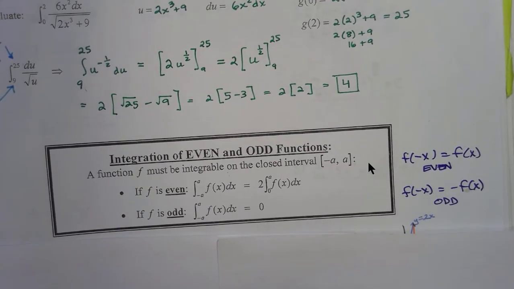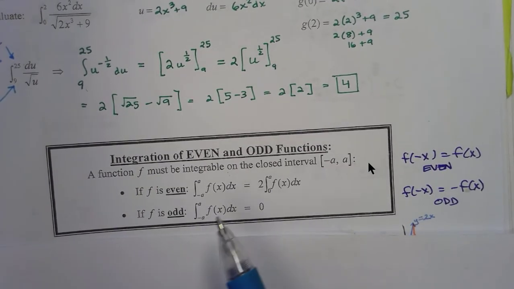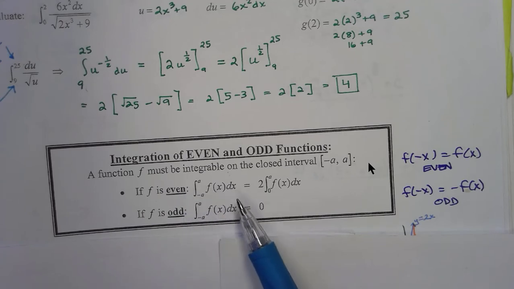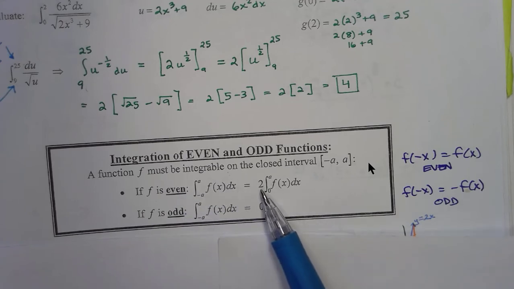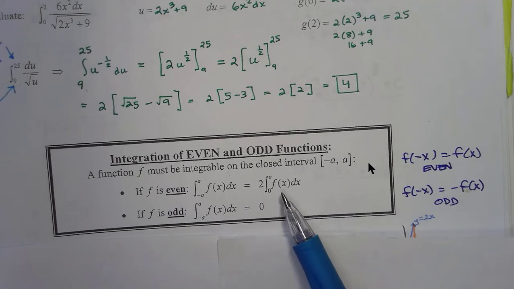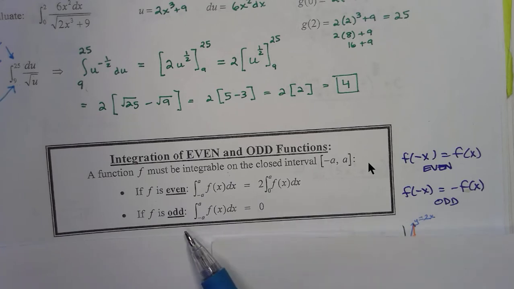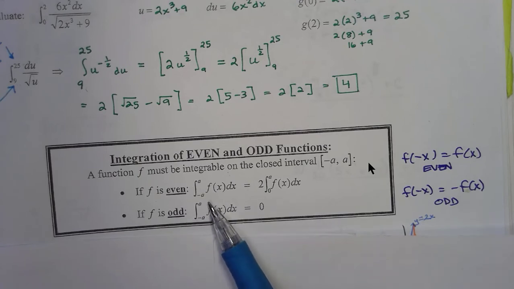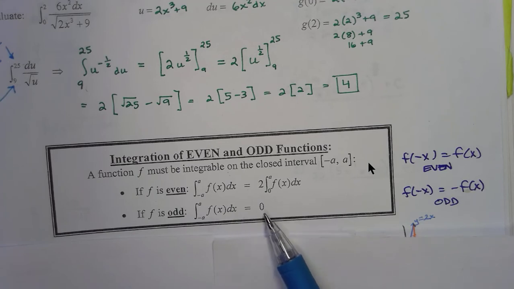Two things we have already learned about odd and even functions. We know that if we have an even function, it reflects across the y-axis. So from negative a to a, you could make your life a whole lot easier by doubling 0 to a. Why is that easier? Because you get to substitute a 0 in when you do your evaluation of the integral. If f is odd, from negative a to a, the area above is going to cancel out the area below, and you have an integral of 0. And remember, we've talked about the properties of odd and even functions.